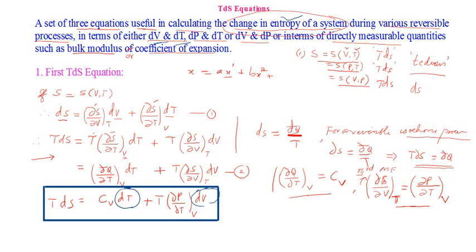Right? Now, once you understood this one, within minimum time, you can derive the second TdS equation or third TdS equation by yourself. But for completeness, let me do the second TdS equation also. Okay, so you know what we are going to do. We are going to take the second functional dependence of entropy, right?